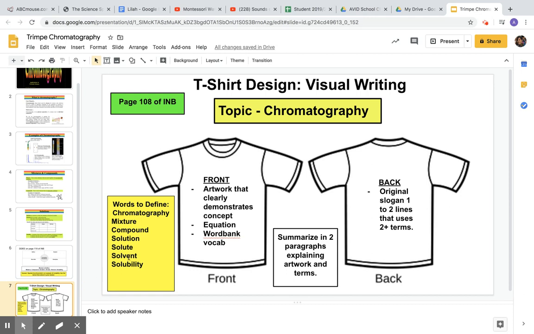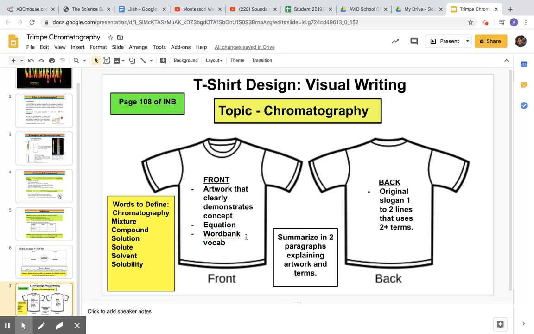For your T-shirt, you're going to have two parts of it. You're going to be drawing a front side of your T-shirt and the back side of your T-shirt. The front side of your T-shirt needs to have some type of artwork that clearly demonstrates the concept of either solubility and or chromatography. So I should understand that you understand both chromatography and solubility in your artwork. You might want to include the equation for chromatography on the front of your T-shirt.